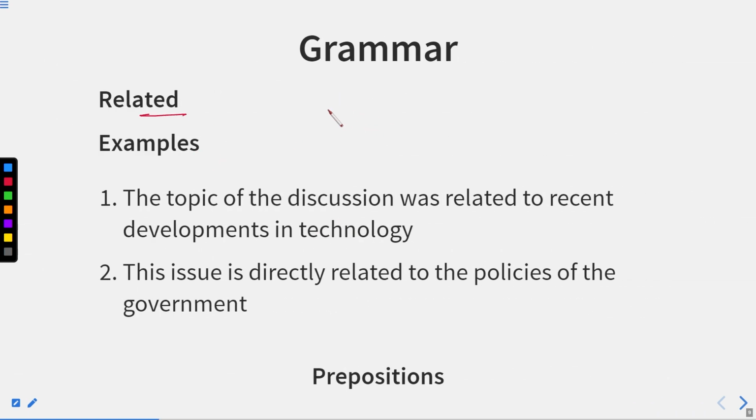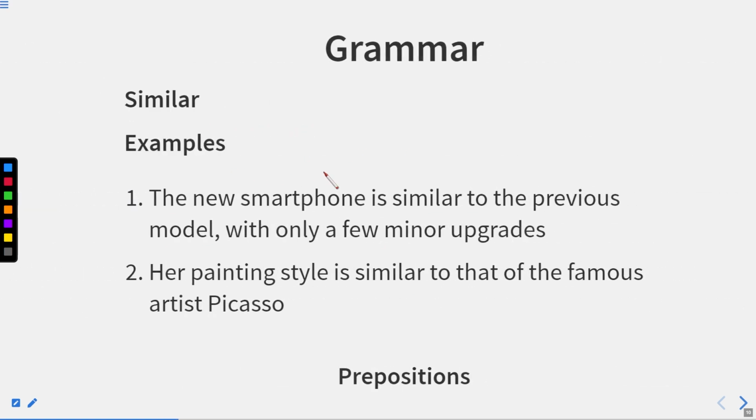Related. Now, related to: when we relate something with another thing, we use the word or phrase related to. The topic of the discussion was related to recent developments in technology. Related to means associated with. The issue is directly related to the policies of the government, it means it is just associated with the policies of the government. So related to is somewhere like associated to. Now let us move to the next one.